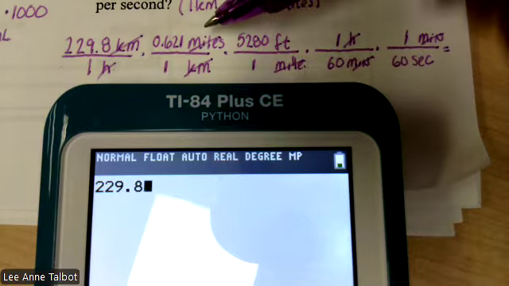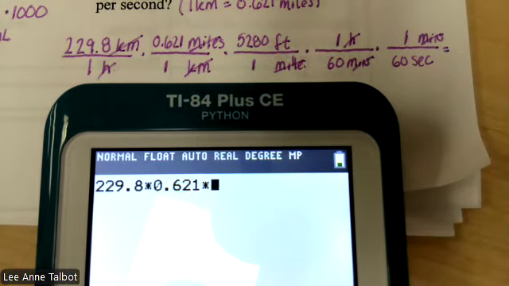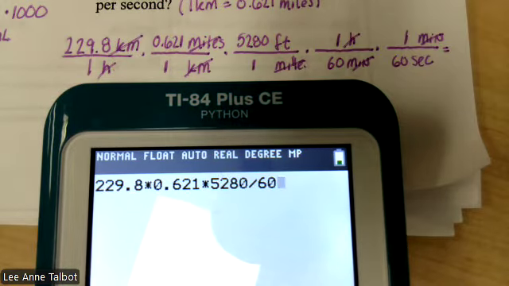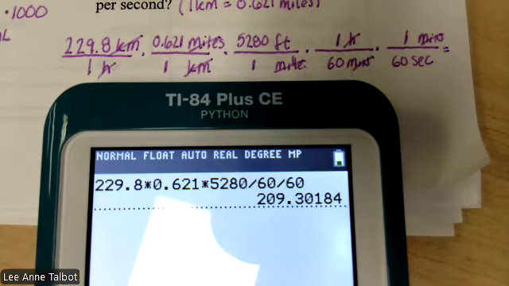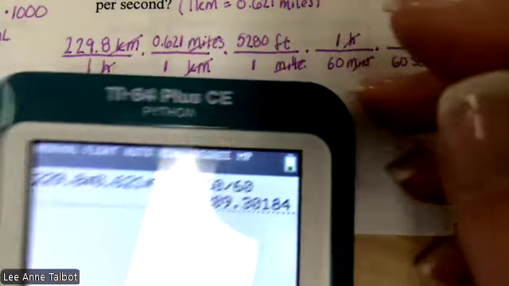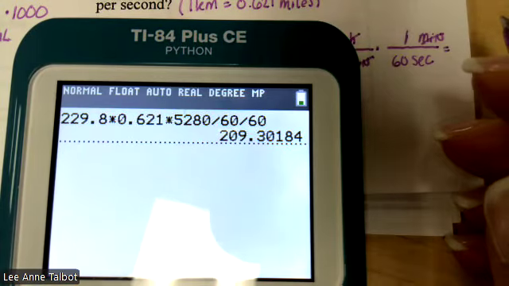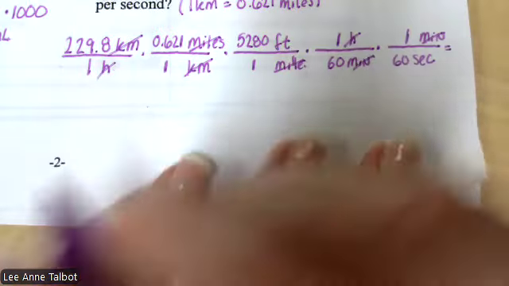Anyway, so times 0.621 times 5,280 divided by 60, divided by 60, 209.3 feet per second. That can't be real. That's so fast. I guess 229. Okay, anyway.